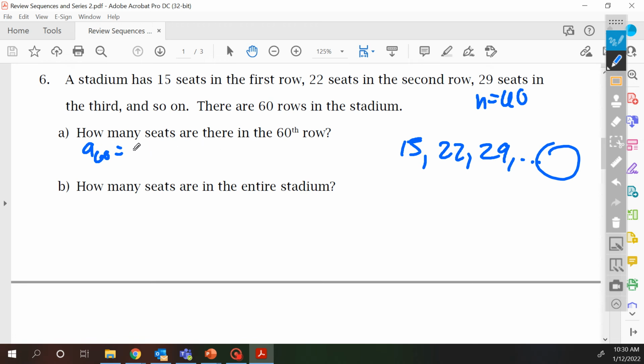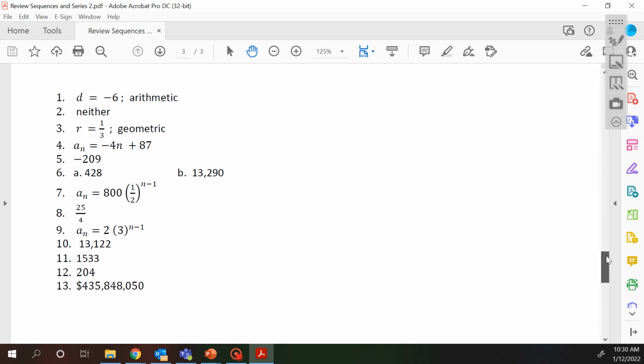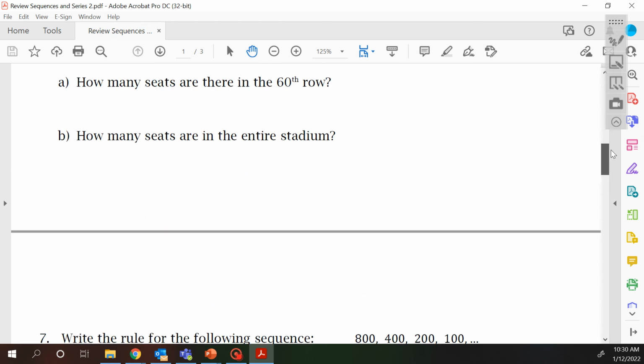So I'm just going to take the first term and add the difference, which here is 7. It's adding 7 each time. And I'm going to add that 59 times, because 60 minus 1, so 7 times 59, add the 15, 428 seats in the 60th row. Let's check our answer, because now I'm paranoid. 428. Okay, fantastic.